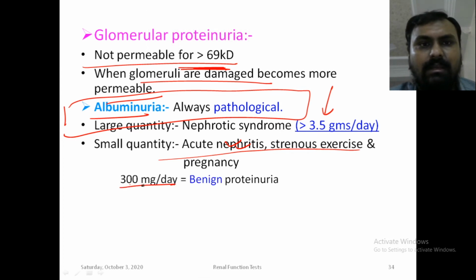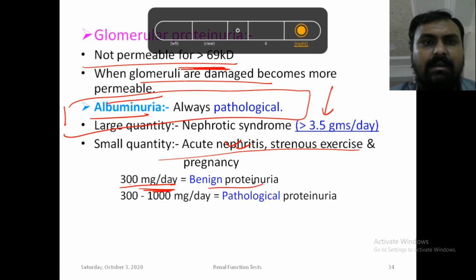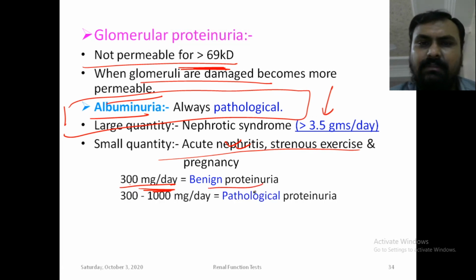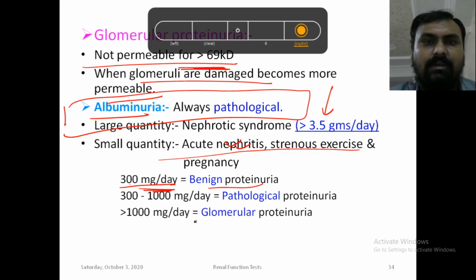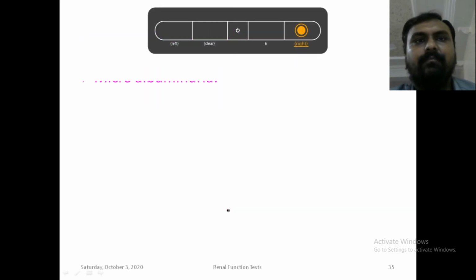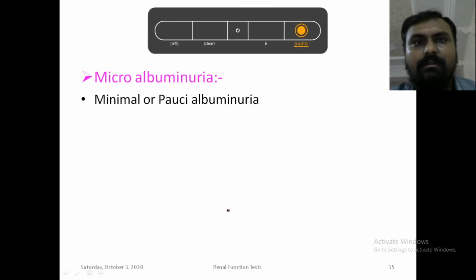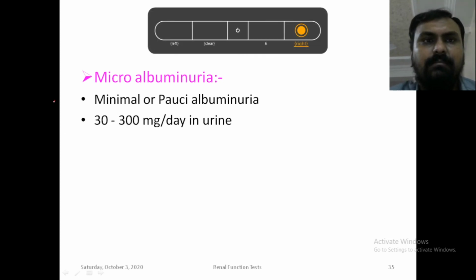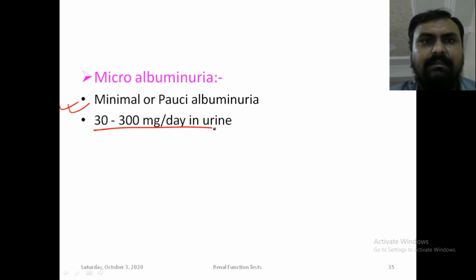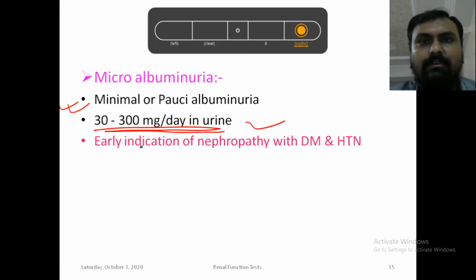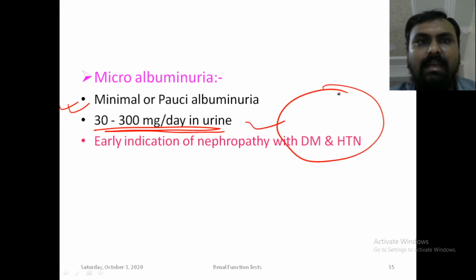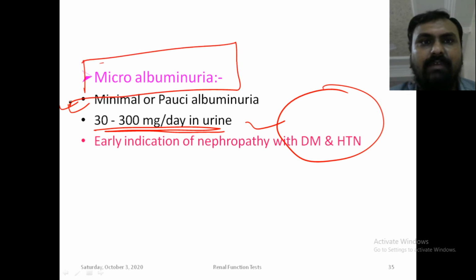Less than 300 milligram per day is called benign proteinuria. 300 to 1000 milligram is pathological proteinuria, and more than 1000 is glomerular proteinuria because of damage to the glomerulus. Now, what is microalbuminuria? It is mini albuminuria when the level is 30 to 300 milligram per day in urine. It is early detection of nephropathy in diabetes and hypertension. That's why microalbumin is very important.